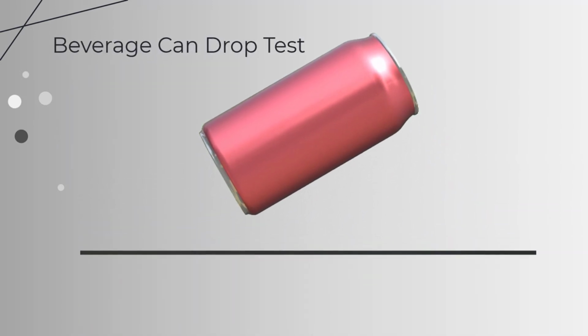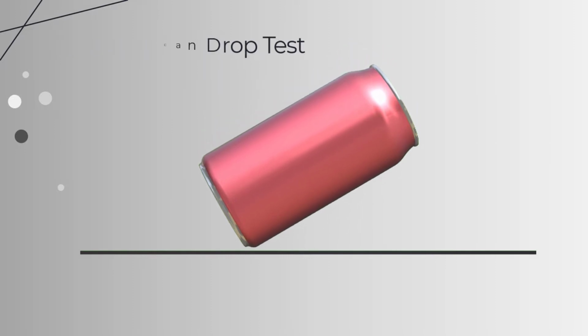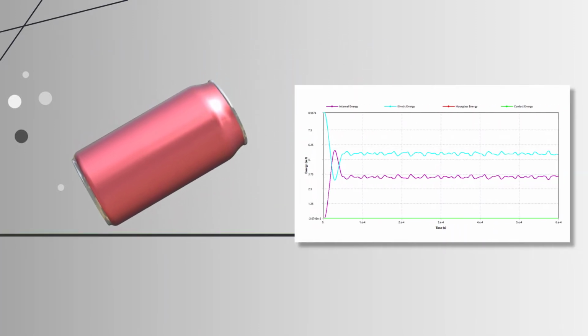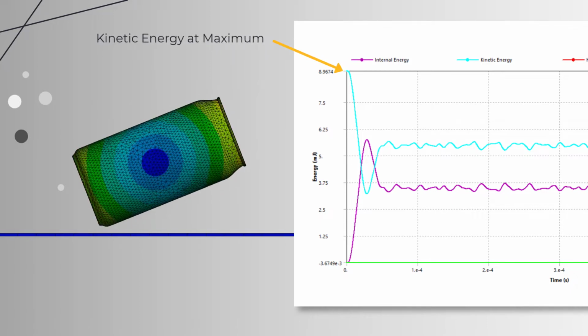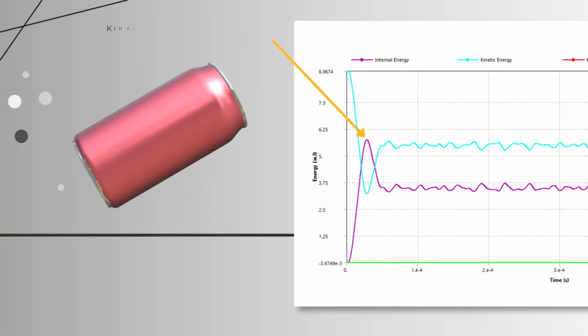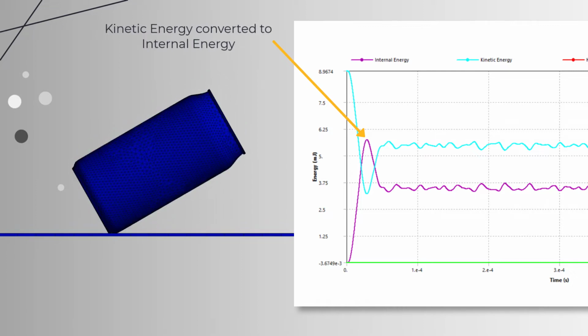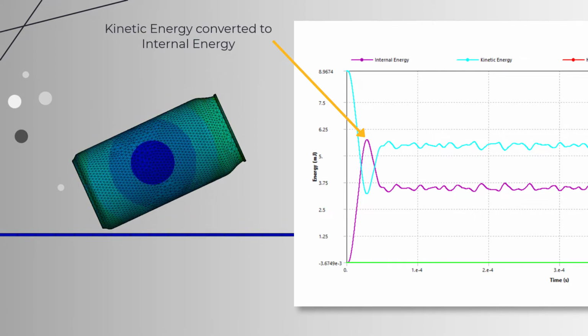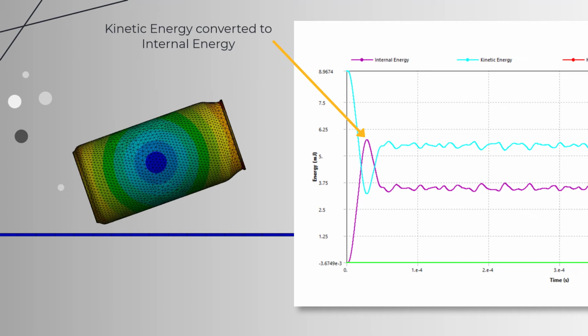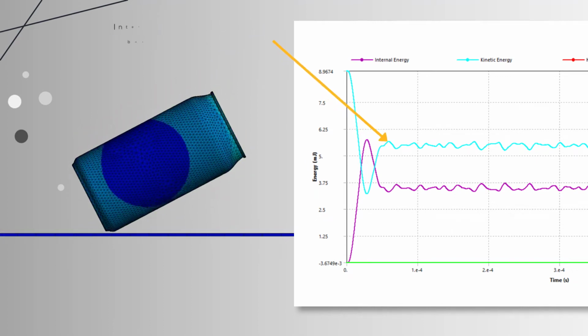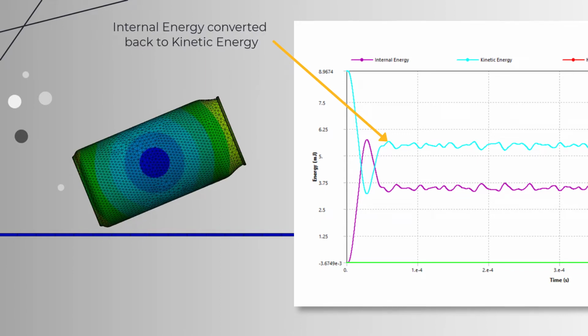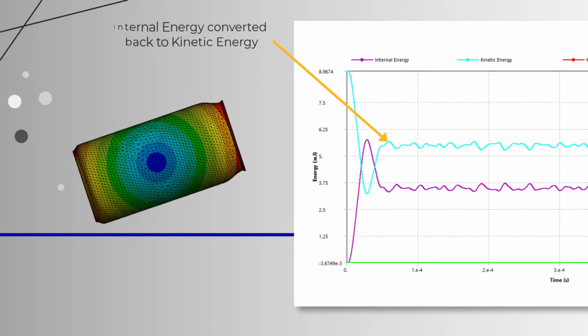In the drop test of a beverage can here, the can is dropped from a certain height. When it reaches the ground, the kinetic energy is the maximum. When the impact happens, the kinetic energy is absorbed by the can and it is stored as strain energy, also called internal energy here. And when the can bounces back, the internal energy is converted back to kinetic energy.